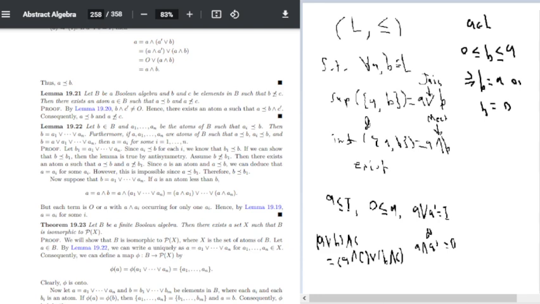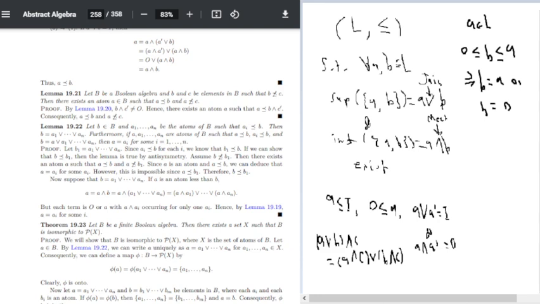Proof. Let B1 equal A1 join all the way on to join A sub N. Since A sub I is less than or equal to B for each I, we know that B sub 1 is less than or equal to B. If we can show that B is less than or equal to B sub 1, then the lemma is true by antisymmetry. Assume B is not less than or equal to B1. Then there exists an atom A such that A is less than or equal to B, and A is not less than or equal to B1. Since A is an atom, and A is less than or equal to B, we can deduce that A equals A sub I for some I. However, this is impossible, since A is less than or equal to B sub 1. Therefore, B is less than or equal to B sub 1.